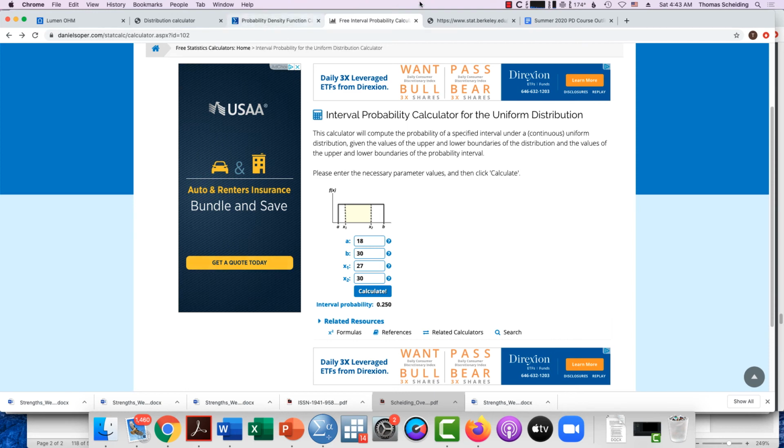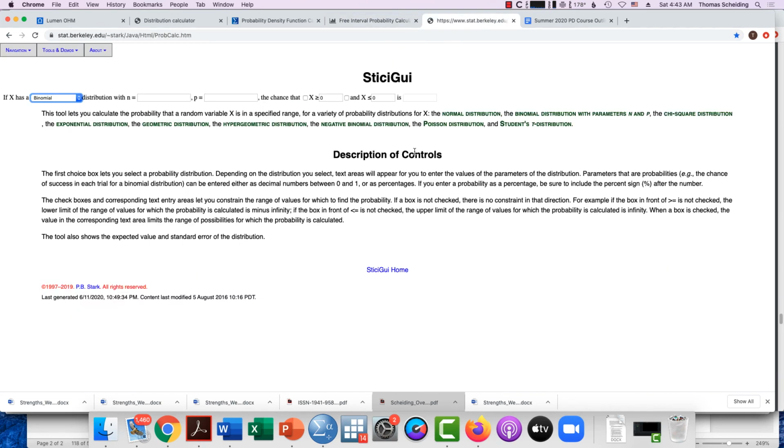You'll see, I found this one pretty useful, and you can probably see it in this video, danielsoper.com, StatCalc. I found it to be pretty useful. I found this one pretty useful too, stat.berkeley.edu, sticky GUI, because what's nice about this one is you can actually find the different types of distributions, and you can use that. What's also nice about this is it does do a little bit of explanation for you as well about what these are.